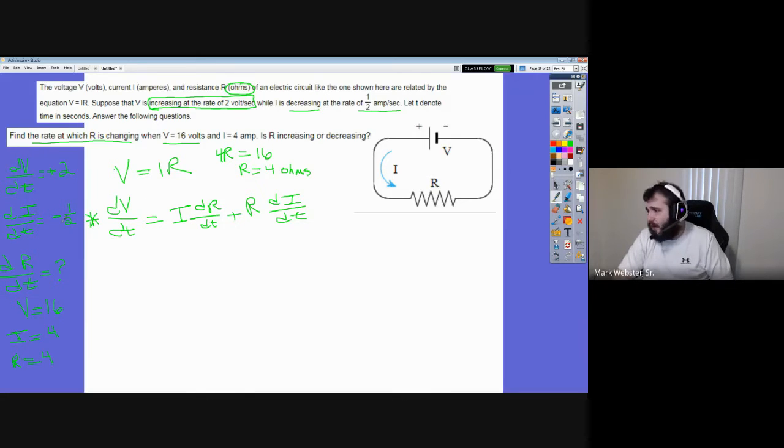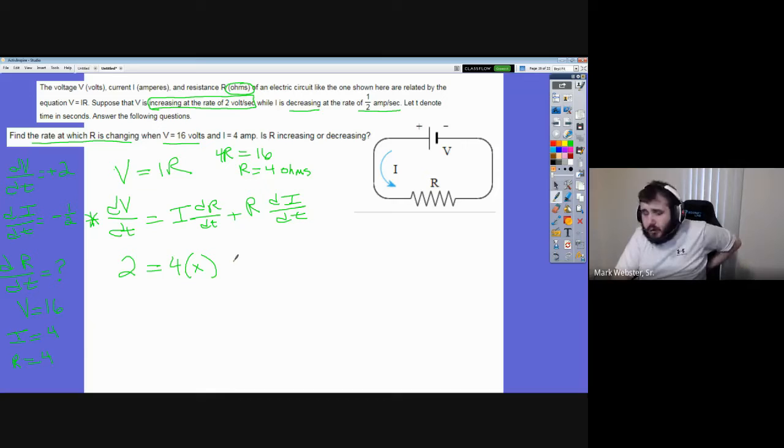di/dt, we've got that. So now we can solve. So once again, do you want to plug in first and solve, or do you want to solve first and then plug in? It totally doesn't matter. You do you. For one like this, I'm going to plug in right now just because I don't want all these letters. I want one letter. So 2, that's dv/dt, equals, what's I? 4. What's dr/dt? That's what we're trying to find. I'm going to label that x.